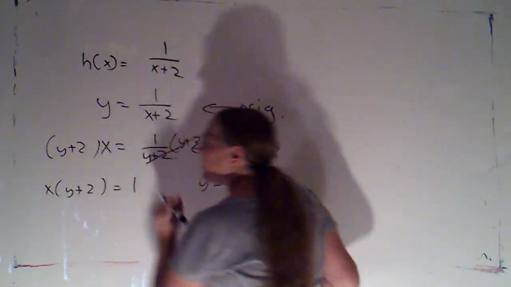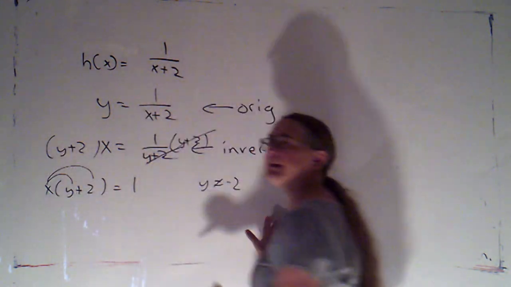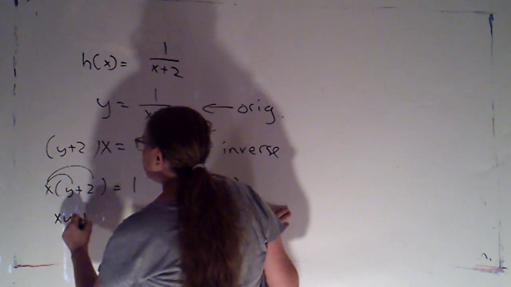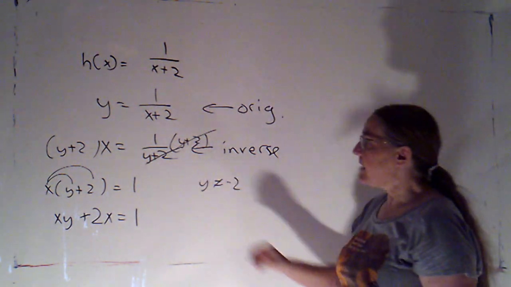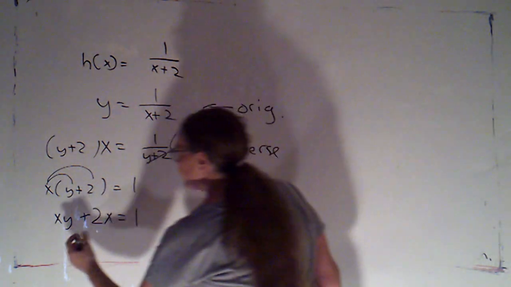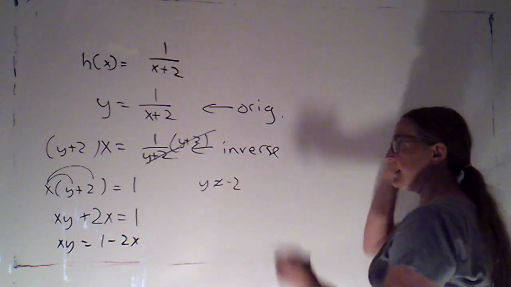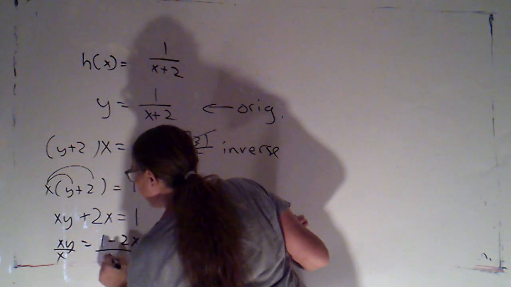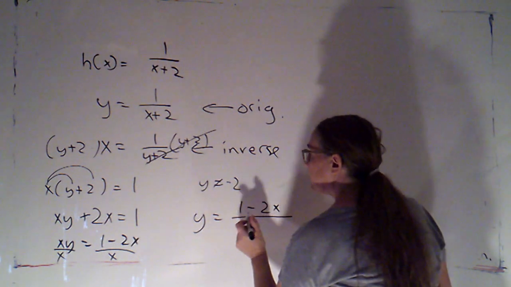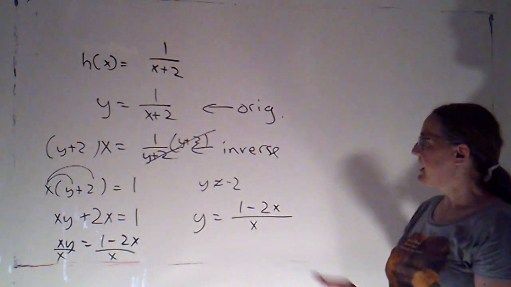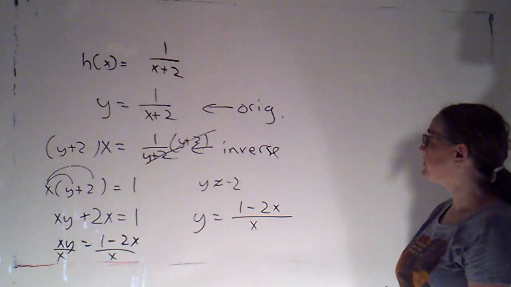All right, now I want to try to solve for y. That means I'm going to have to break it out of those parentheses. I'll do that by distributing the x. So we'll get xy plus 2x equals 1. Now, to solve for y, I can say xy equals 1 minus 2x. To get y by itself, I would now divide by x. So y is going to equal 1 minus 2x all over x. That's going to be a formula for my reciprocal function.